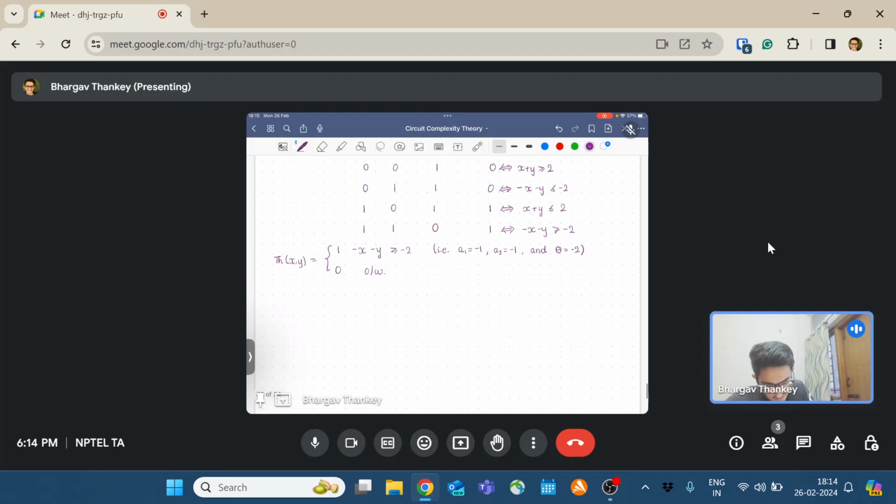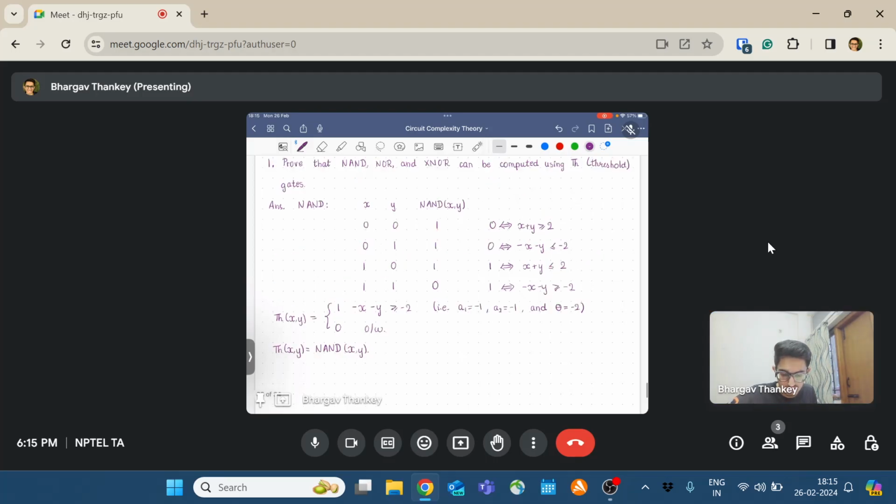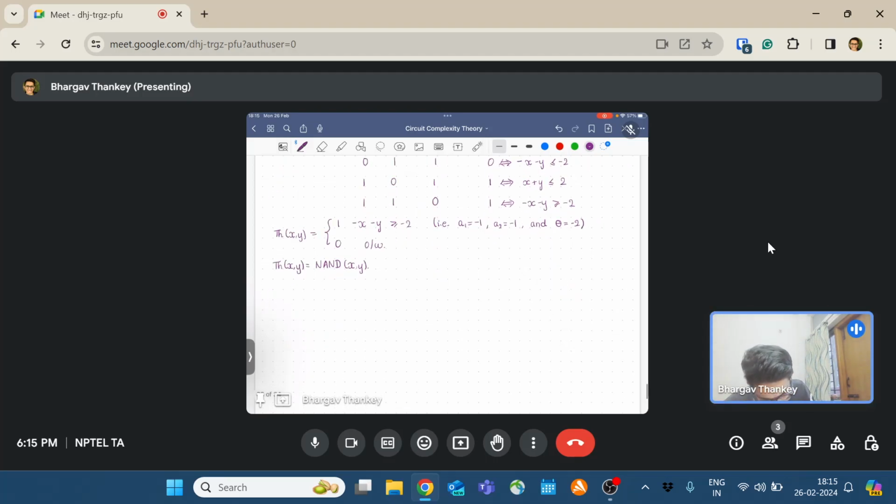And for this particular threshold gate, you would have, so is this fine? Yes. Okay, so the next is for NOR, so I think you can try this now.